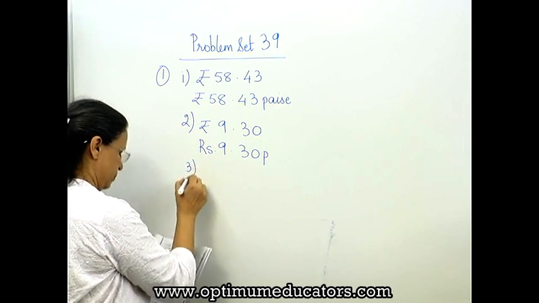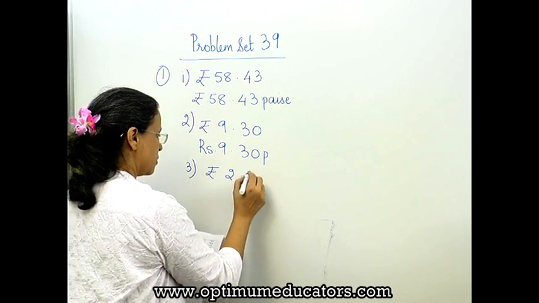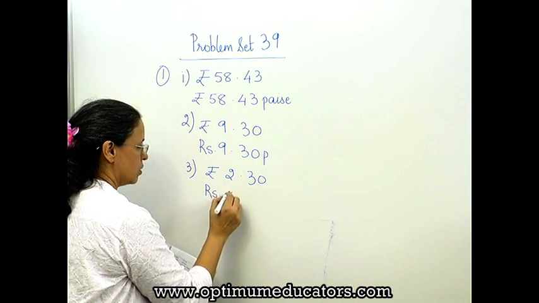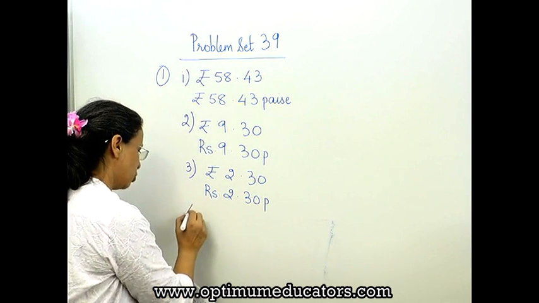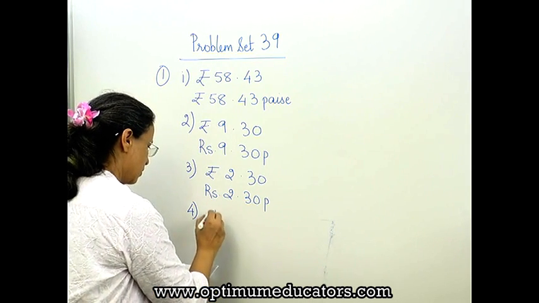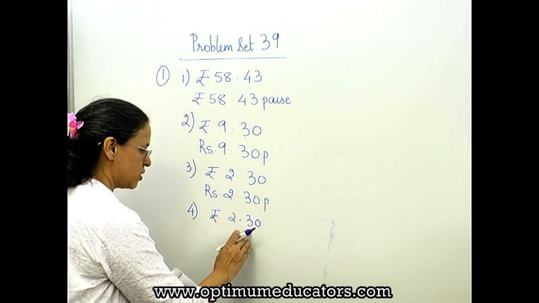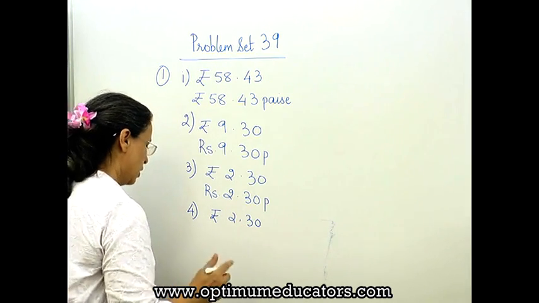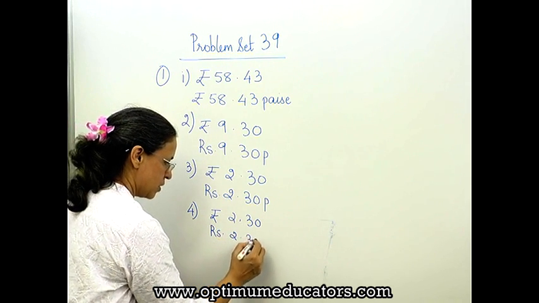Third one, rupees 2.30. So we can write it as rupees 2 and 30 paise. Fourth one, rupees 2.3. Now 3 means 30. Okay, even if 0 is not given, it means 30. So this will be written as rupees 2 and 30 paise.